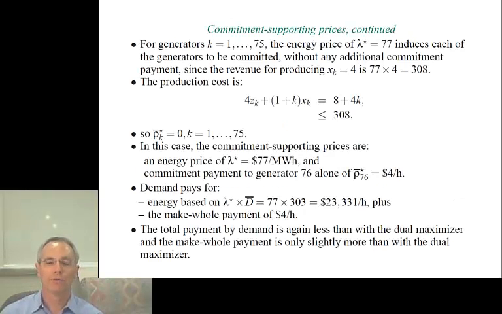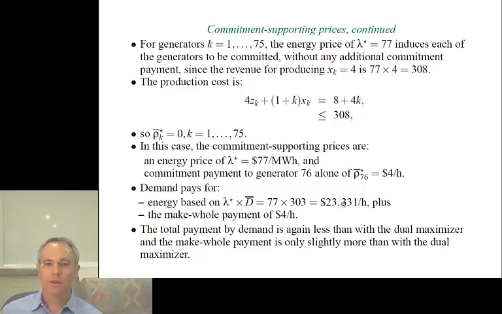For generators 1 through 75, it turns out that an energy price of 77 induces each of the generators to be committed without any additional commitment payment, since the revenue for producing at xk equals 4 would be 308, and the production cost for each of the generators is less than or equal to 308. So the corresponding Lagrange multiplier, rho k overline star, would be 0. So the commitment supporting prices are an energy price of $77 per megawatt hour, and a commitment payment to generator 76 alone of rho 76 overline star of $4.